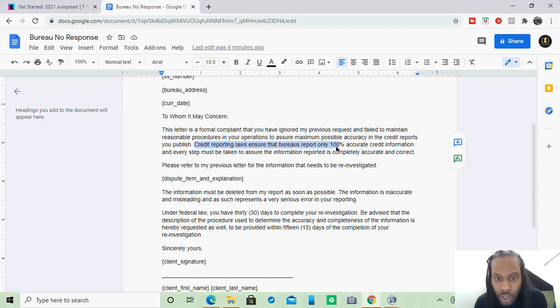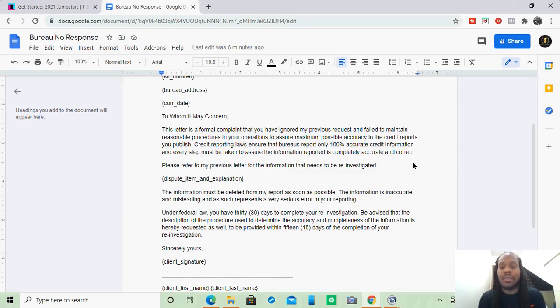Credit reporting laws ensure that bureaus report only 100% accurate credit information. Because a lot of times there may be some small inaccuracies, but those small inaccuracies are enough sometimes to get certain things updated to positive, removed if necessary, and you want to know what you're doing, because not all things should be removed from your report. So don't get it twisted.